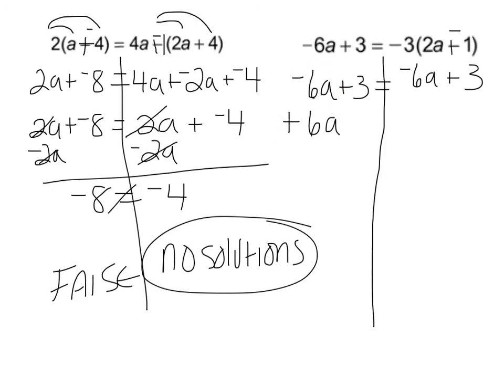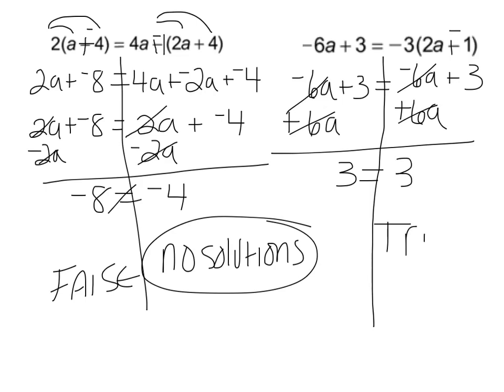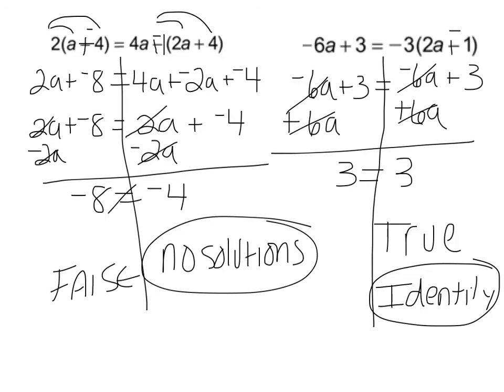This is different than what we've been doing. We've been subtracting variables so far, but we want to add the 6a this time because this is negative 6a. So add 6a. So now these cancel out, so I'm left with just 3 equals. These are also going to cancel out. 3 equals 3. So this is true. So this is an identity, or all solutions.